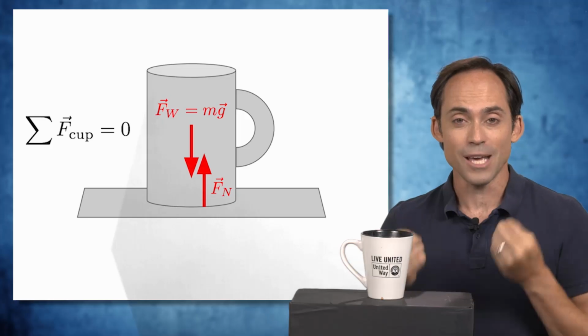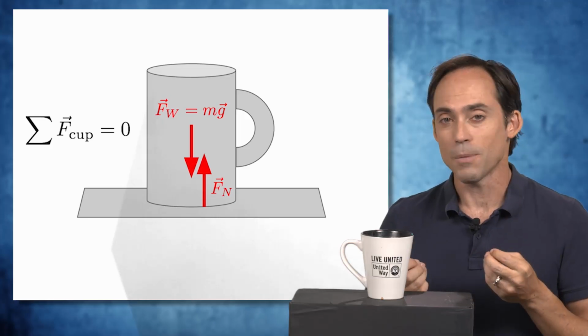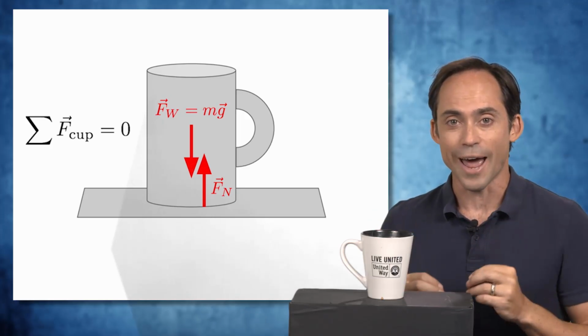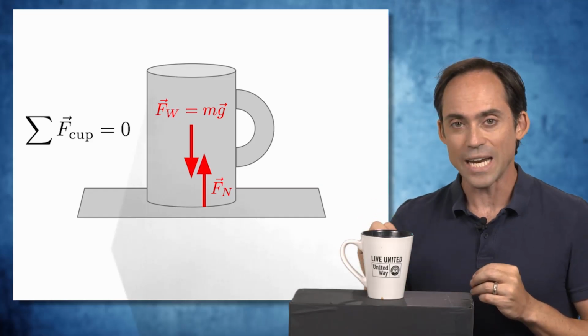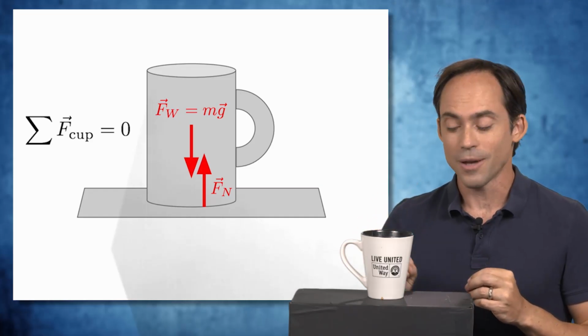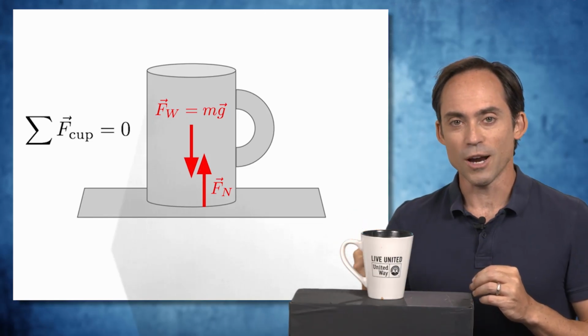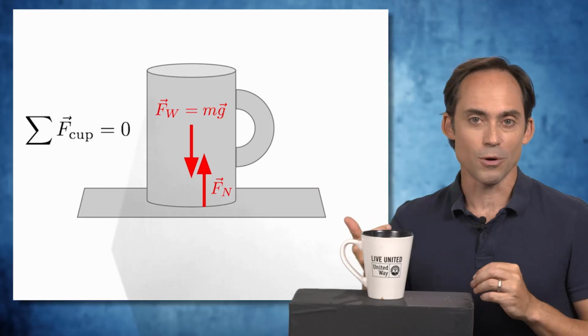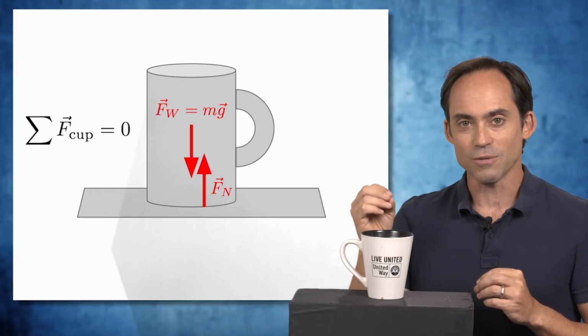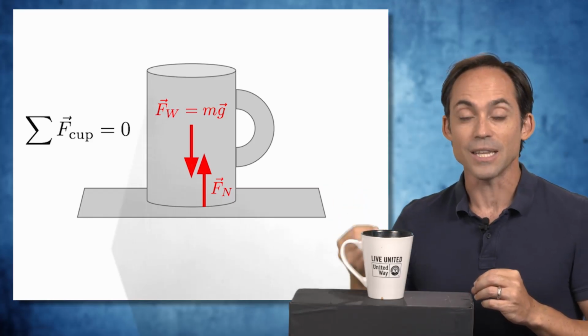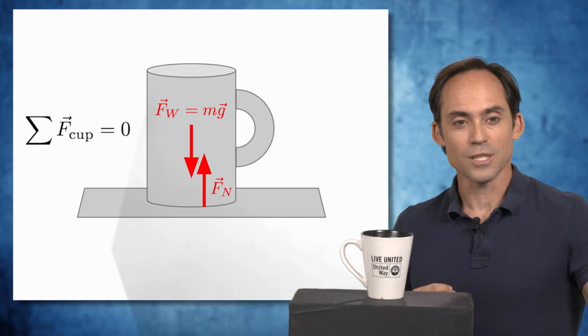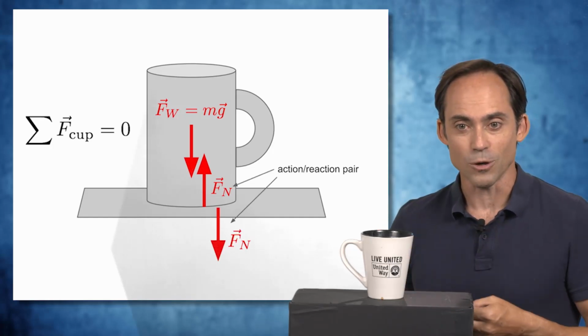Now keep in mind that the weight force vector and the normal force vector are not action-reaction pairs. They may be equal in magnitude and opposite in direction, but they're not actually Newton's third law action-reaction pairs. The weight is the earth acting on the cup. The normal force is the box acting on the cup. So to figure out the action-reaction pair, we just have to flip those actors around. It's going to be the action of the cup acting on the box and in the opposite direction, and that's a force that's pushing the box downwards.